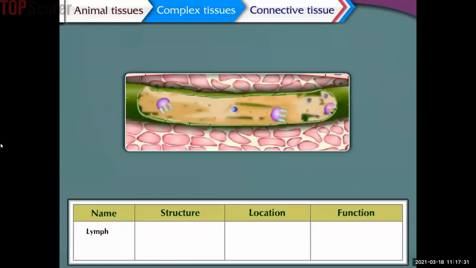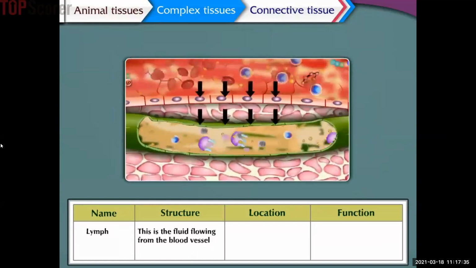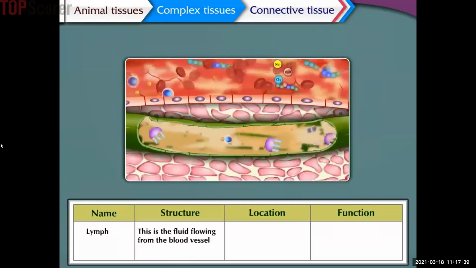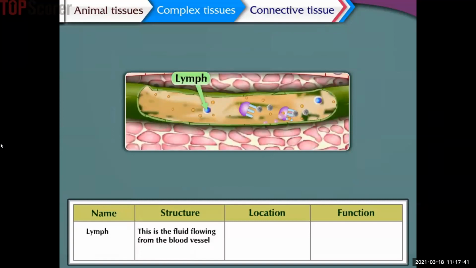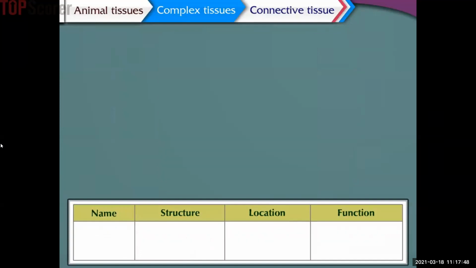Lymph. This is the fluid flowing from the blood vessels. Red blood corpuscles are absent in it. Lymph is present surrounding the cells. The lymph protects the body from the transmission of diseases.